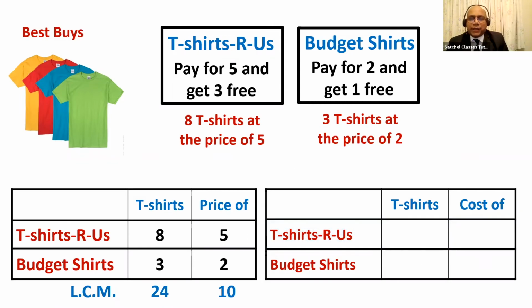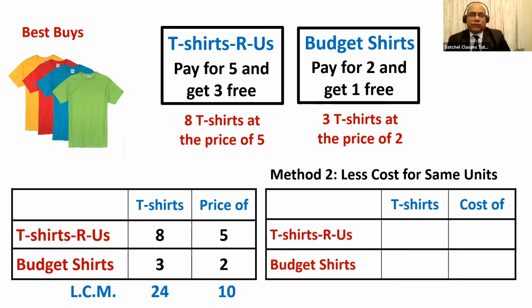Let's try and find out with the other method: less cost for the same units. So let's make the units fixed now, which is 24 T-shirts, because the LCM of 8 and 3 is 24. Now, how much are you going to pay for 24 T-shirts in each case? For the first one, I'll have to multiply by 3 to make it 24. 8 times 3 is 24, so 5 times 3 is 15. So I'm going to get 24 T-shirts at the price of 15 T-shirts in the first case.